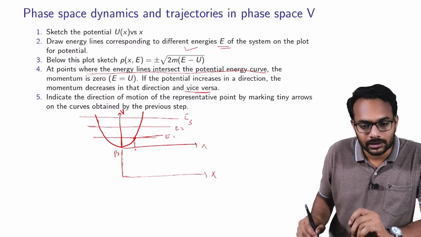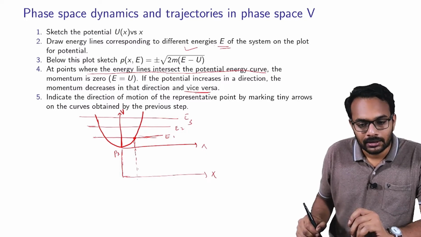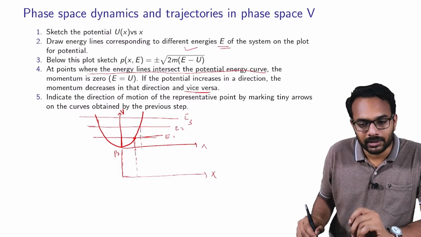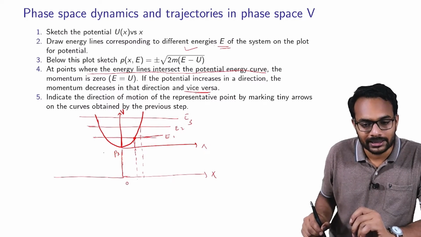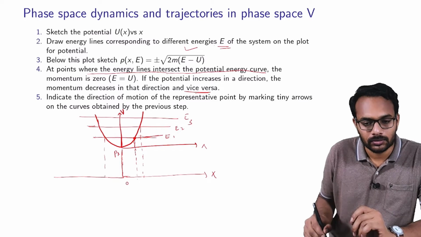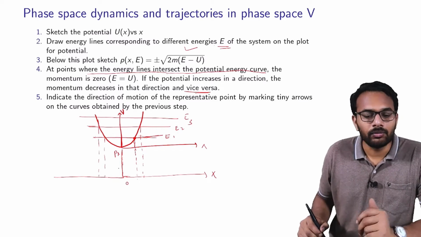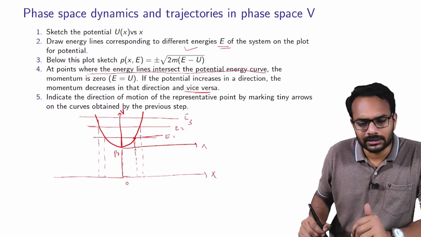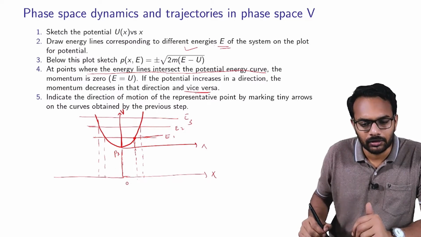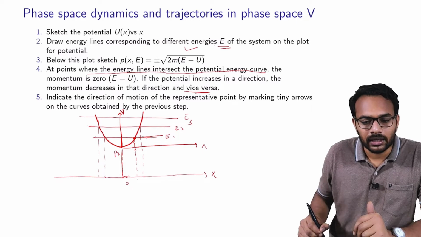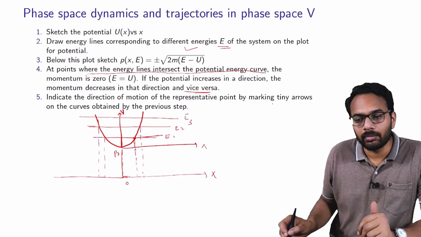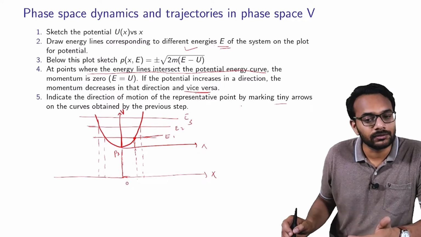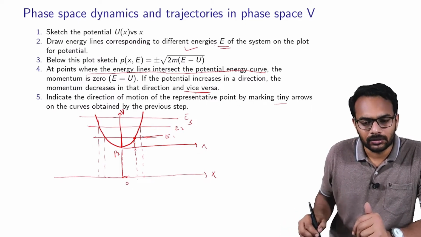So let's drop these lines here. These are points where the momentum becomes equal to 0. So we need to extend this from 0 to both sides. This is true here also. Now we have got to start somewhere. Indicate the directions of motion of the representative point by marking tiny arrows on the curves obtained by the previous step. So we have to start somewhere.